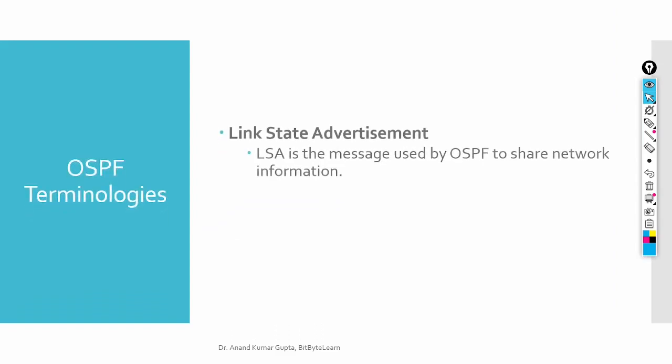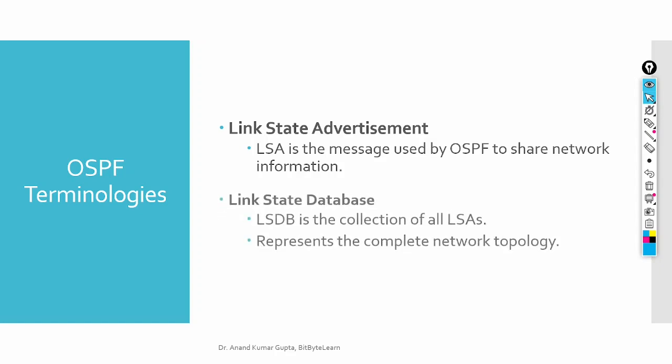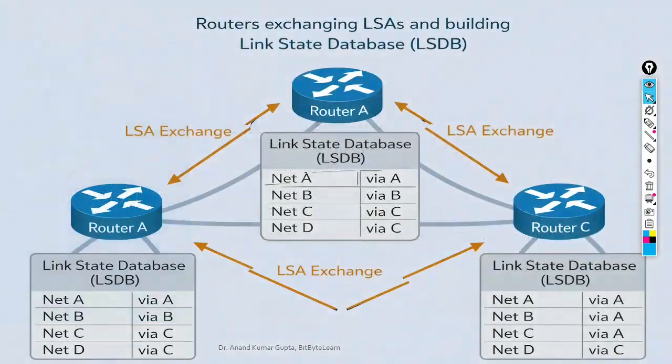Now we'll move to the next terminology, which is link state advertisement. A link state advertisement is a message used by OSPF to share information about the connected networks, the link state, to neighbor routers. And the link state database, in short LSDB, is a collection of all the link state advertisements received from the neighbors. So the LSDB represents the complete network topology.